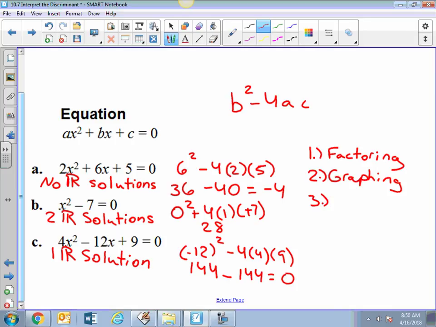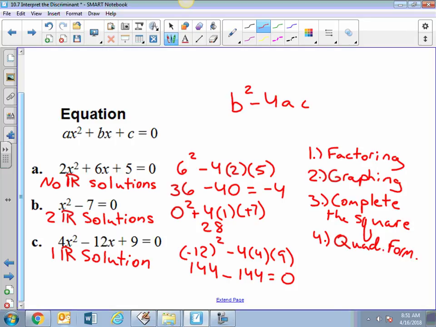The third one was complete the square. Again, if you have 2 real solutions, and let's say you come up with no real solutions on complete the square, well then you know you probably did something wrong. Because again, the discriminant tells me that I do have 2 real solutions. And then of course the last one we used, I believe on Friday, was the quadratic formula.